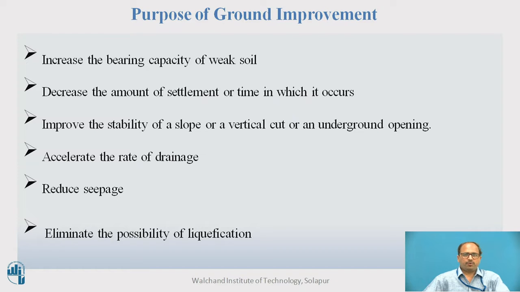Purpose of ground improvement. What is the main purpose of improvement in your soil? First one is increase the bearing capacity of weak soil. Weak soil means, for example, black cotton soil. You need to increase the bearing capacity because black cotton soil is highly compressible soil. Decrease the amount of settlement or time in which it occurs. If you increase the bearing capacity, automatically your settlement decreases.